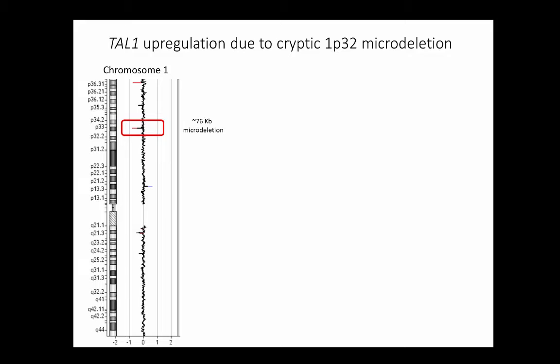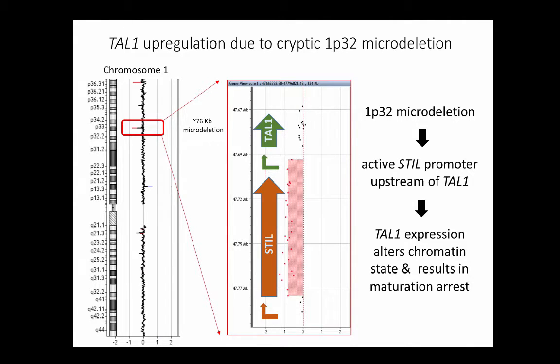One example of which involves a loss in the short arm of chromosome 1, a very small microdeletion, about 76 kilobases. And again, zooming into that region, we can see this loss takes out this gene, STIL1, which, as a side note, is an actively transcribed gene, as well as the promoter of this flanking gene, tau1. And the process of removing this intervening sequence places this active STIL1 promoter upstream of tau1 to drive its expression. So now we have expression of tau1.